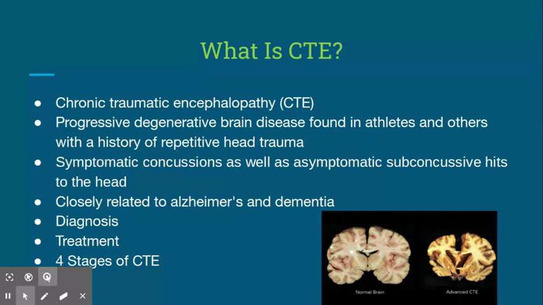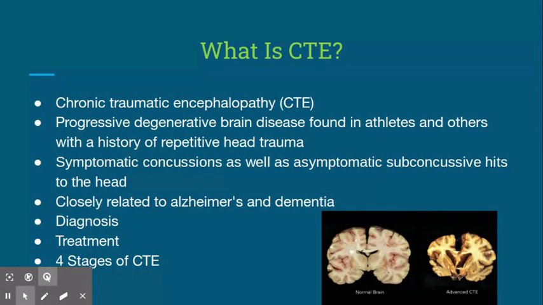CTE is basically broken down into 4 different stages. During stage 1 of CTE, a patient may complain of mild short term memory defects, depressive symptoms, as well as mild aggressive symptoms. In stage 2, mood and behavioral symptoms are more severe and may include explosive behavioral outbursts and more severe depressive symptoms. During stage 3, patients show all these symptoms but much worse than before.